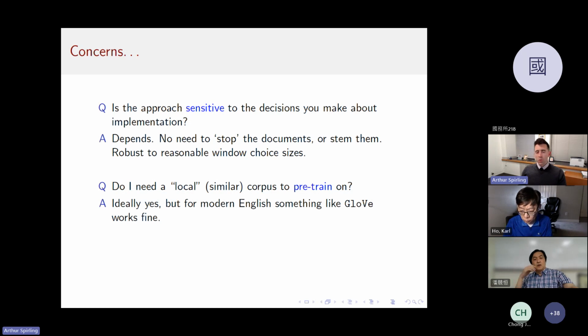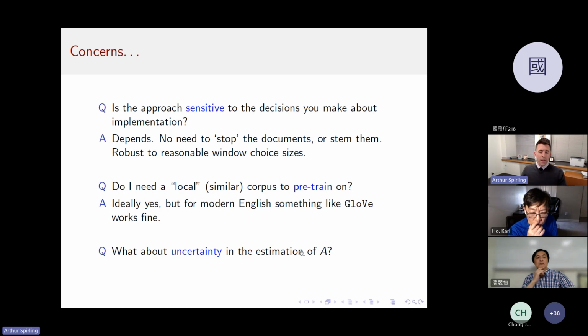Do I need to find a useful local corpus to pre-train on? Well, it depends. For modern English, something like GloVe, which you can download in 2 minutes, is going to work fine. And we'll have some ideas in a second about what to do if you're not working in English. And then what about uncertainty in the estimation of A? Basically, don't worry about uncertainty estimation of A. We and some other co-authors have noticed that there's a bias in the uncertainty estimation when the groups are very different sizes, but we're working on correcting that in the software, and so we think that will be helpful.